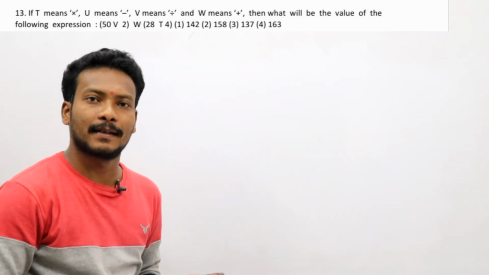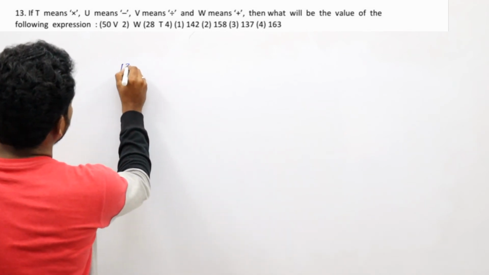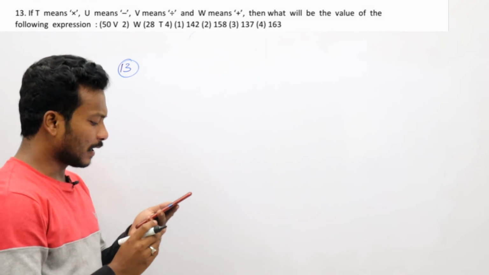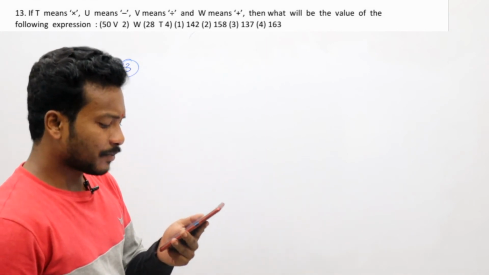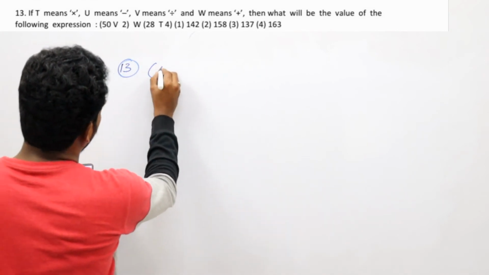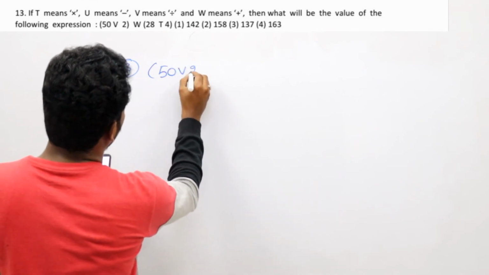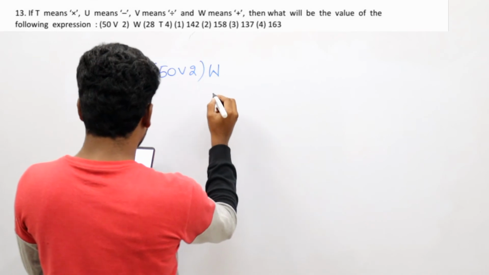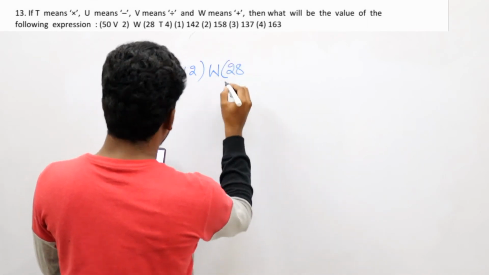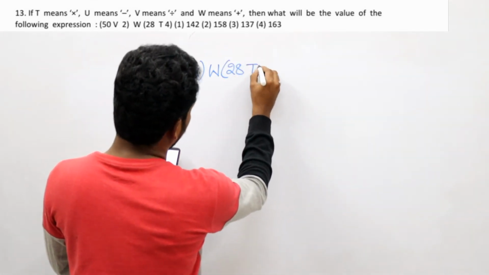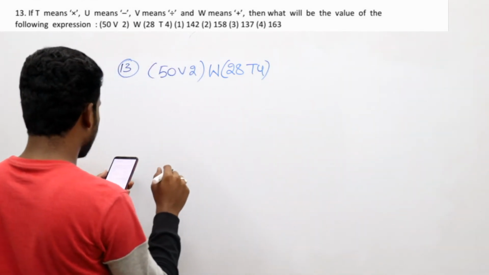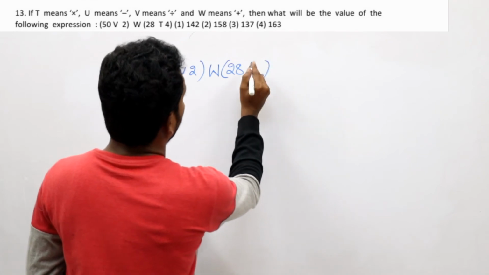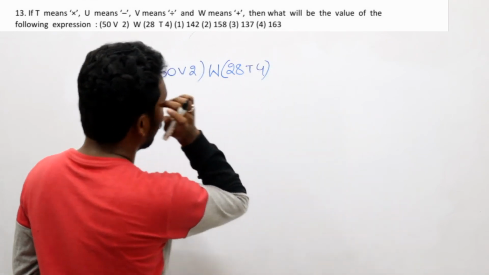Next, that is the 13th question. If t means into, like that. This one is also a substitution question. What is the question? First we are writing this one: 50 v 2 and then w, open bracket, 28 t 4, and then close the bracket. Now this is our required question.